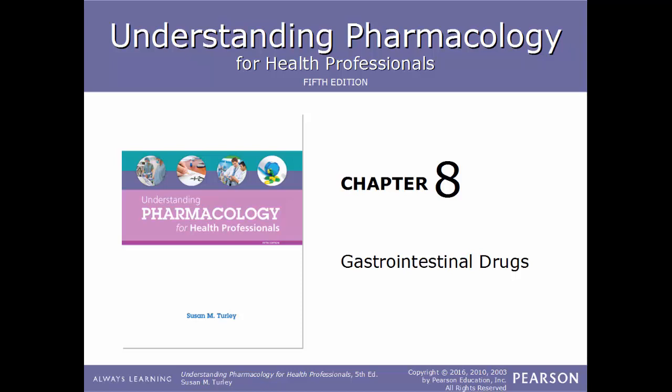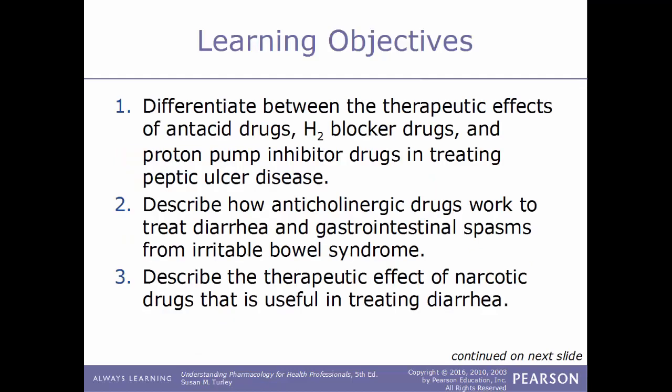In this video, we will discuss chapter number 8, gastrointestinal drugs. Learning objectives for this chapter: differentiate between the therapeutic effects of antacid drugs, H2 blocker drugs, and proton pump inhibitor drugs in treating peptic ulcer disease. Describe how anticholinergic drugs work to treat diarrhea and gastrointestinal spasms from irritable bowel syndrome. Describe the therapeutic effect of narcotic drugs that is useful in treating diarrhea.